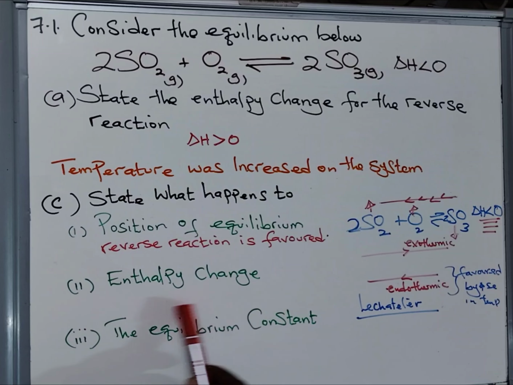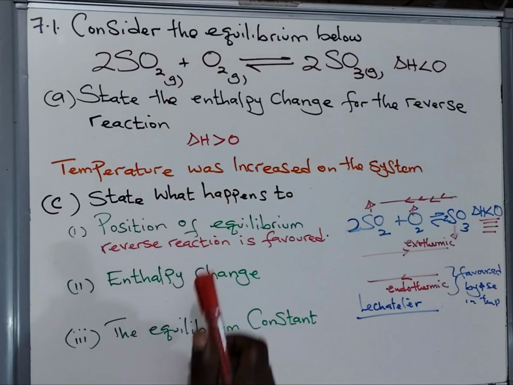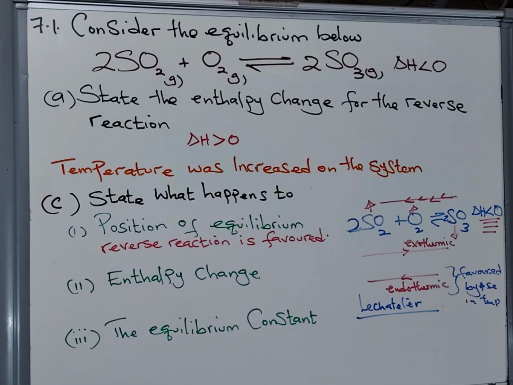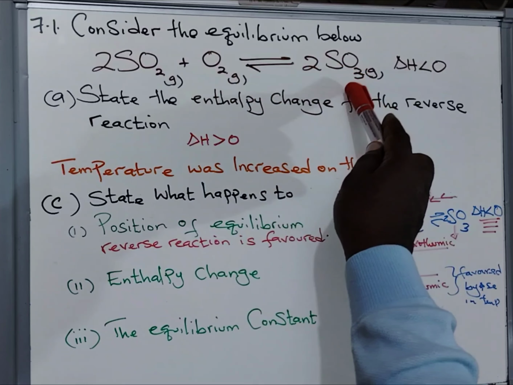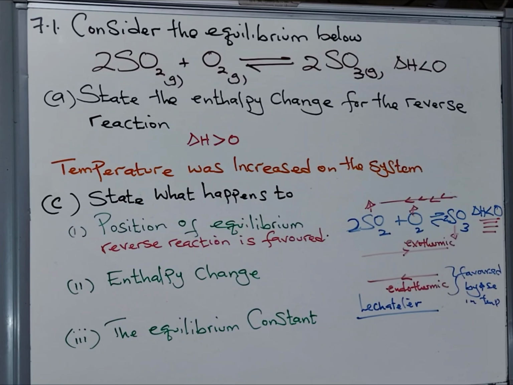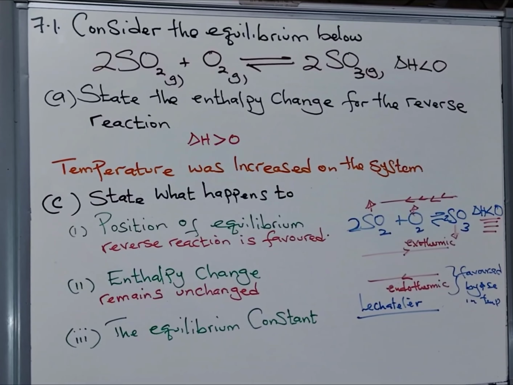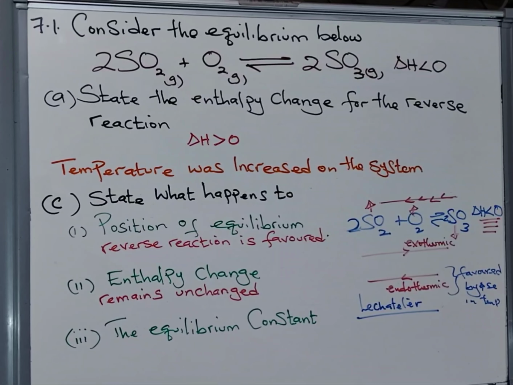So we come to enthalpy change. When you increase temperature, what happens to enthalpy change? It remains unchanged. Enthalpy change is entirely dependent on the nature of the reactants and products. So as long as you have sulfur dioxide reacting with oxygen to give you sulfur trioxide, enthalpy change is the same. Yeah, that is it. Remains unchanged.